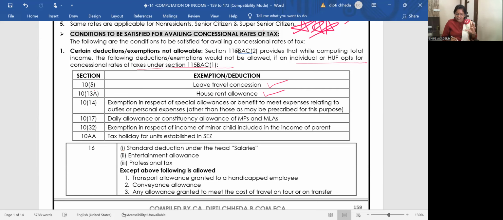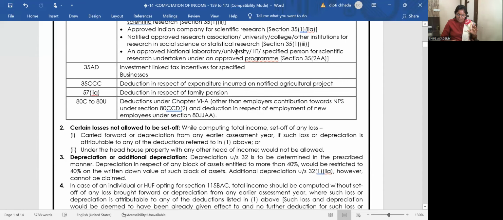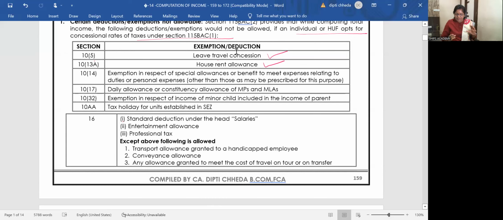Ma'am, how will these exemptions be learned? The list is a bit long, half a page here, half a page there, it will definitely be learned. First you understand, we will make a package headwise, then it will be clear. 1014 exemptions, you remember? Education allowance up to 100 per child and hostel up to 300 per child. That is not allowed.